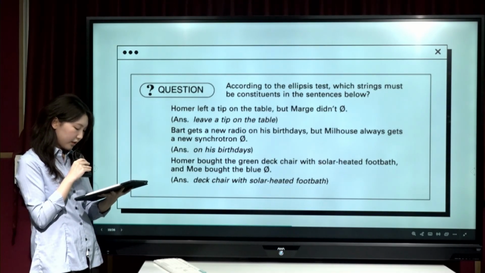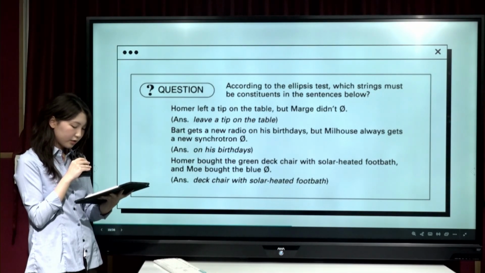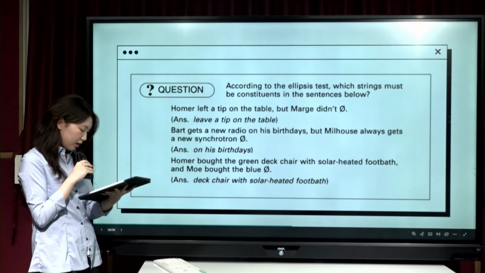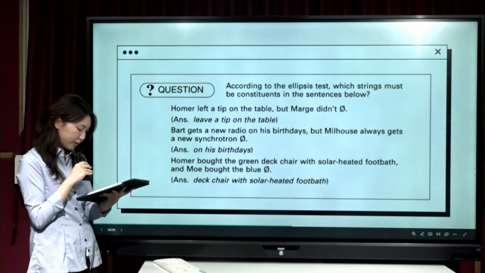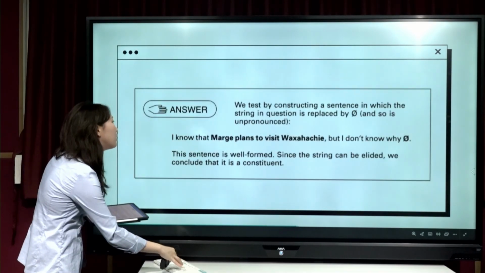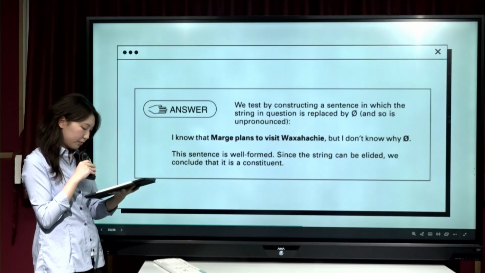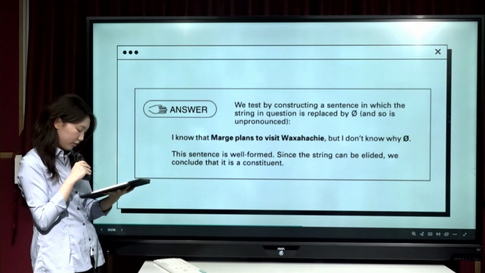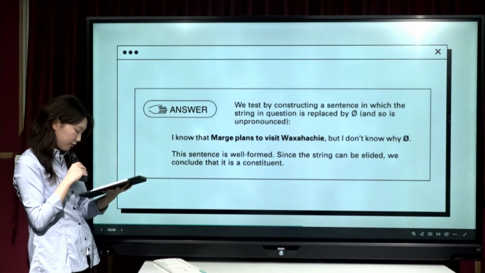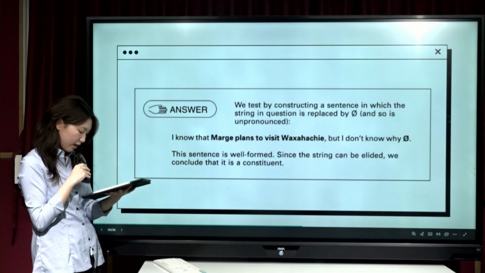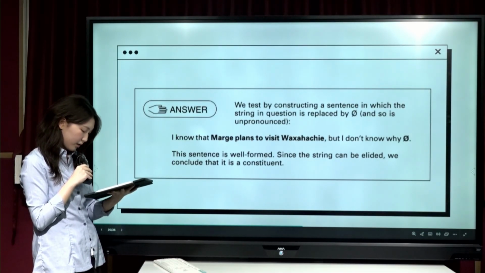The third example is Homer bought the green deck chair with solar heated footbed and Moe bought the blue null. Here, null stands for "deck chair with solar heated footbed." This shows that the noun phrase is a constituent. The last example is I know that Marge plans to visit Waxahachie, but I don't know why null. Here, null stands for "Marge plans to visit Waxahachie." Since this entire clause can be elided, it must also be a constituent.